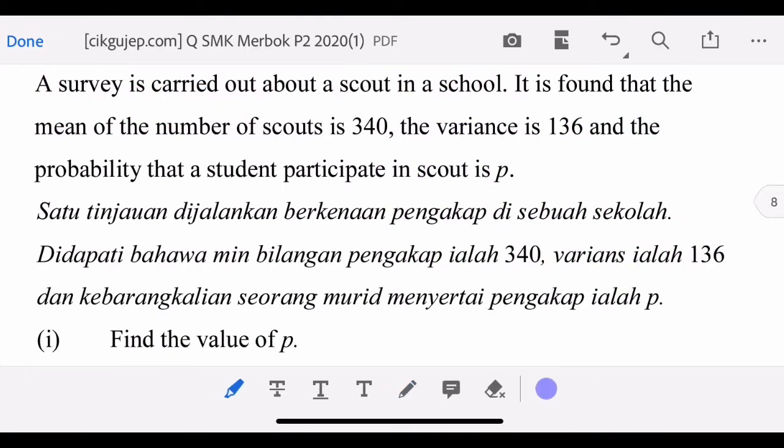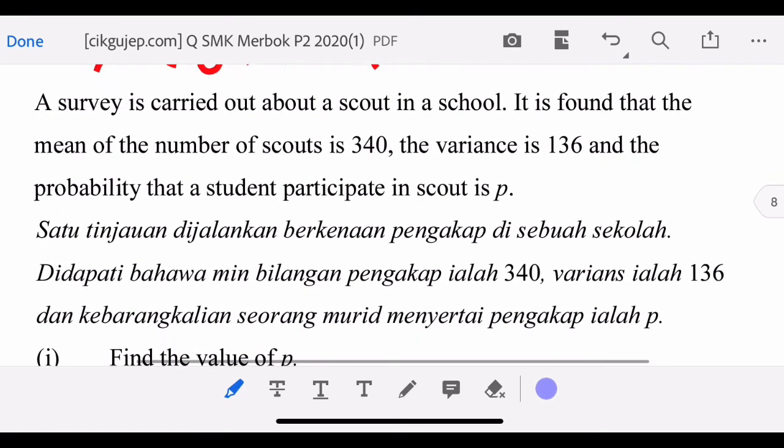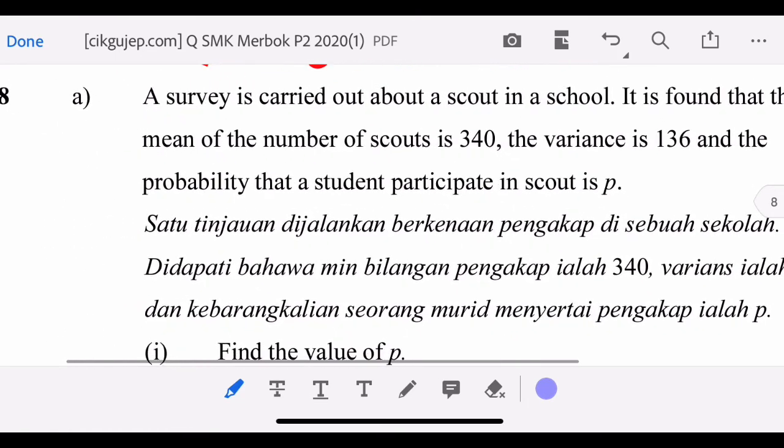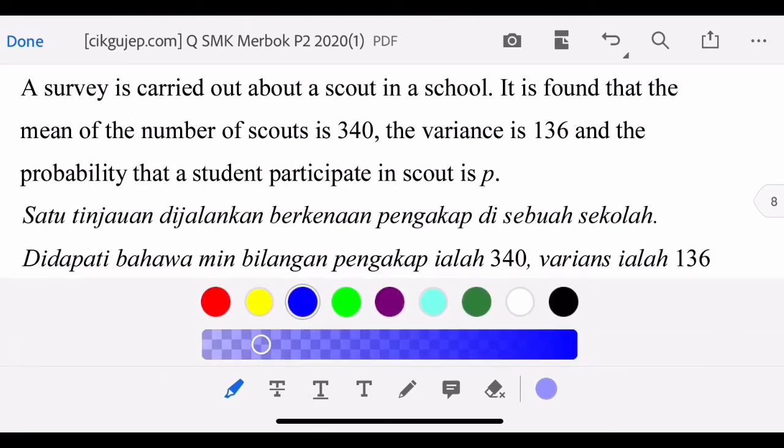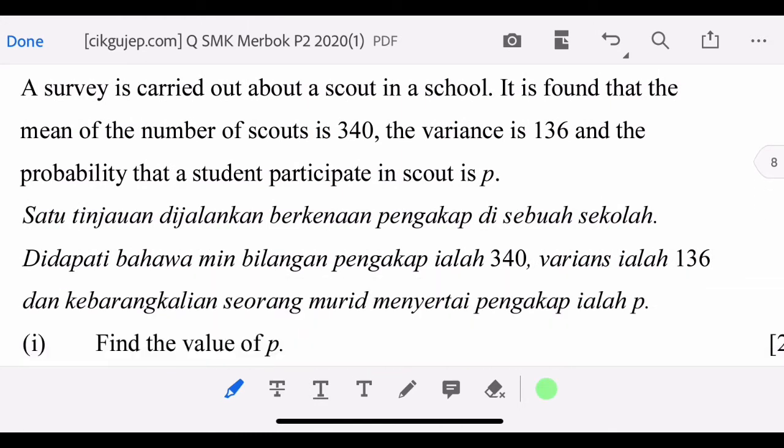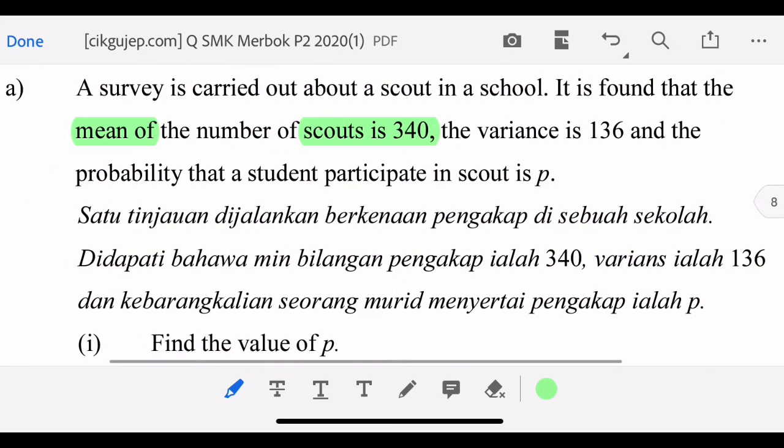Alright, so actually in SPM exam for paper 2, I advise you to do vectors and probability distribution if there is a question like this. So let's go through the question for this one. So first of all, it is found that the mean of the number of scouts is 340. Alright, and the variance is 136. And the probability that students participate in scout is P.